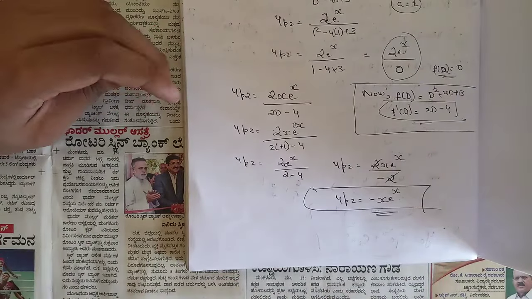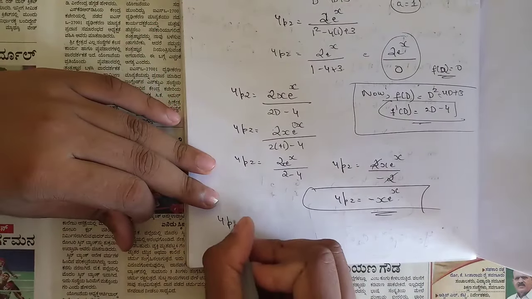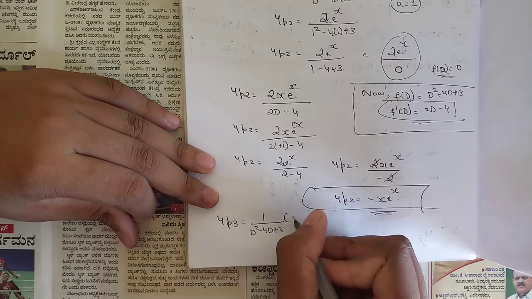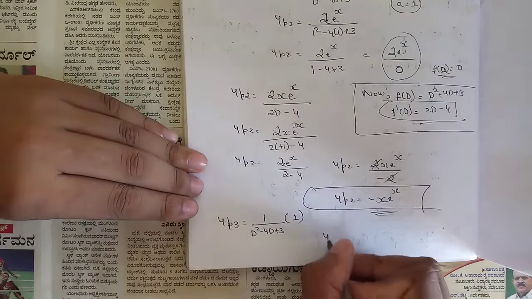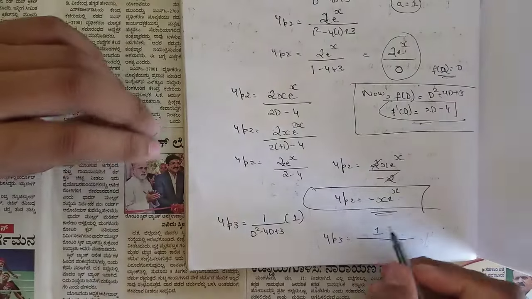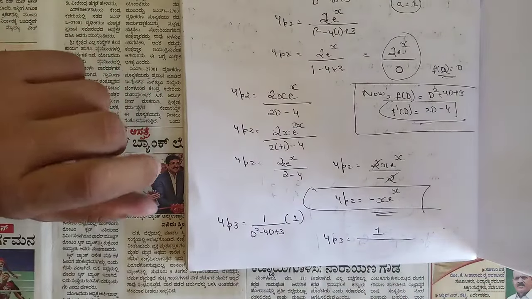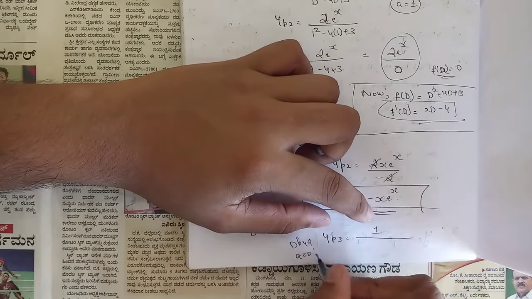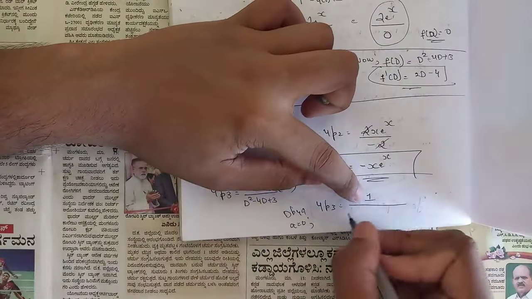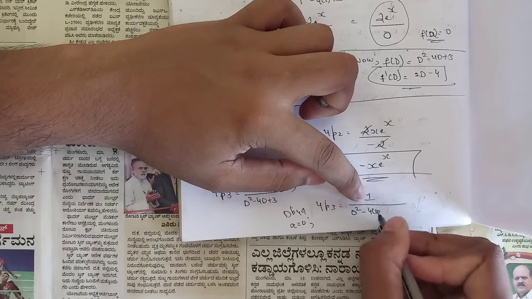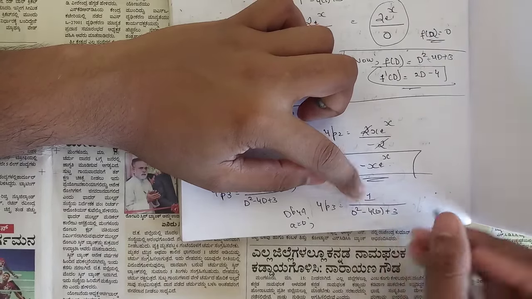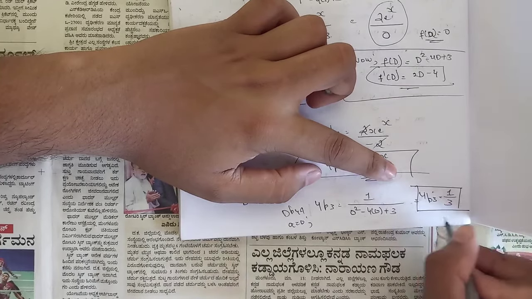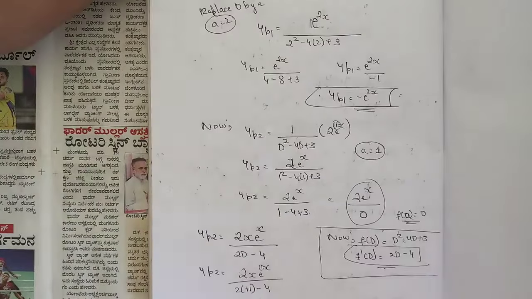Now similarly, let's find the value of yp3, the constant term. Yp3 is equal to 1 by f of D, which remains the same, D square minus 4D plus 3, into R of x, which is now 1. Whenever there is only a constant 1, we replace D by a, and we put the value of a equal to 0. So 0 square minus 4 into 0 plus 3. This is 0, 0, and only 3 remains. So the final value of yp3 is 1 by 3.